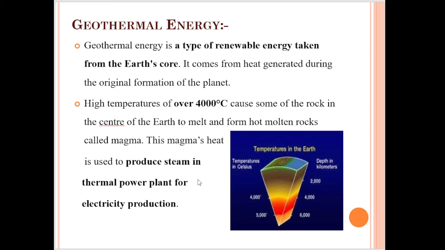Geothermal energy is a type of renewable energy taken from the Earth's core. It comes from heat generated during the original formation of the planet. High temperatures of over 4000 degrees Celsius cause some of the rock in the center of the Earth to melt and form hot molten rocks called magma. This magma's heat is used to produce steam in a thermal power plant for electricity production.